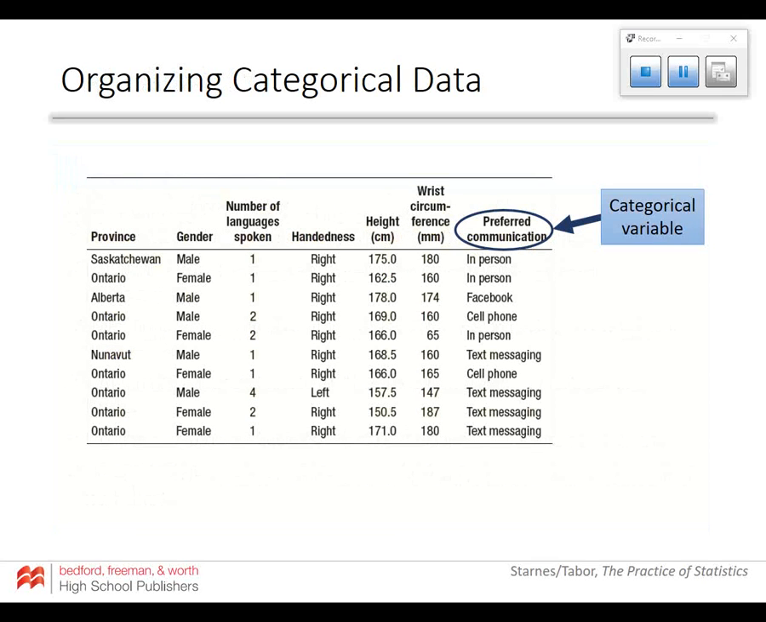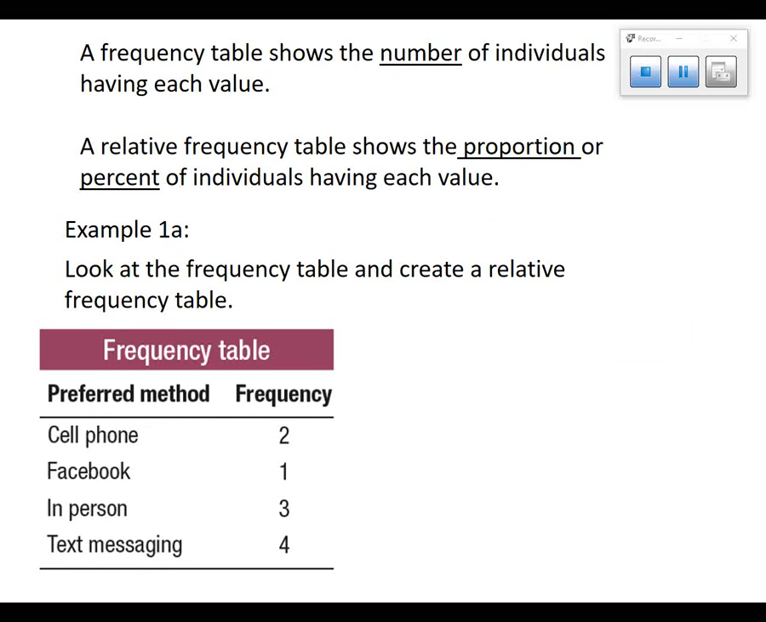All right, so just a reminder from yesterday. We have a table here with different provinces, and we're talking about preferred communication. If you recall, preferred communication is what we mean by categorical variable, because each province has some type of preferred communication, and so they would fall in a grouping, okay? So those values that you're seeing there, in-person, cell phone, all of that, those are categorical variables.